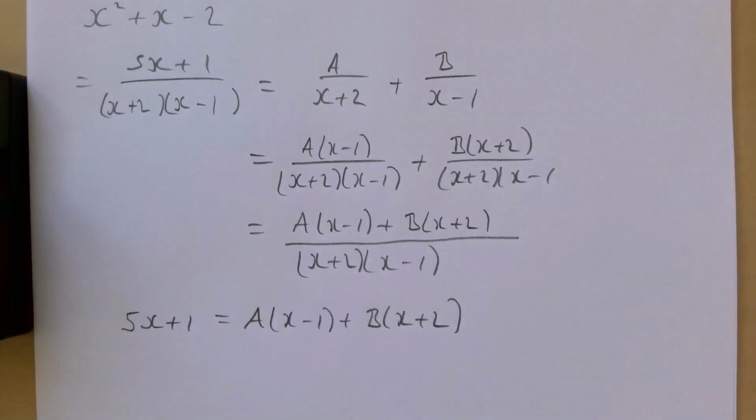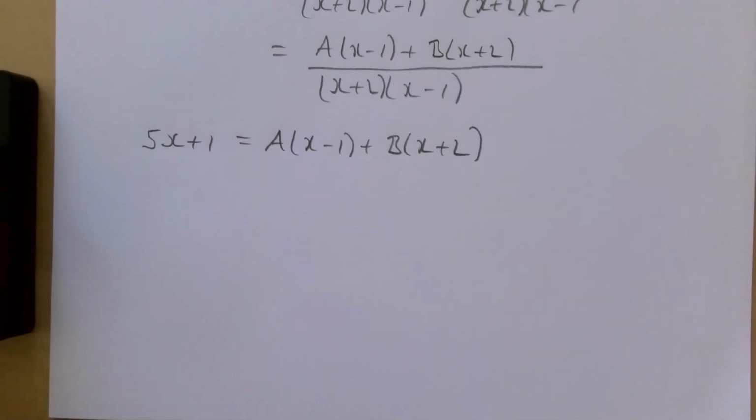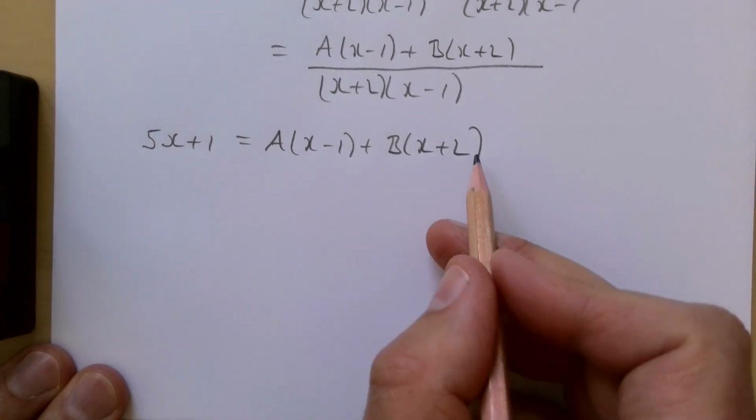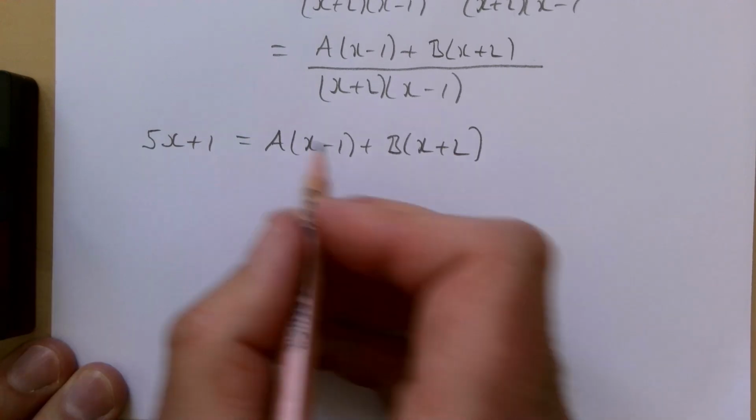As I said, our job was to work out the A and the B, so we're getting close to doing that. We're nearly there. If we let x equal certain values, we should be able to eliminate some of these letters and work them out. So that's one method of working these out.